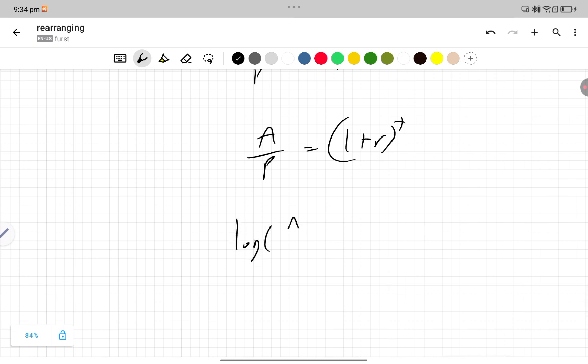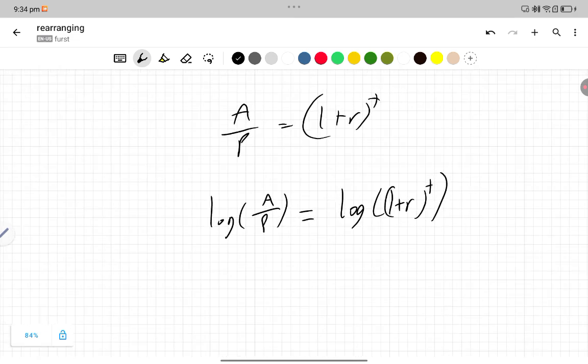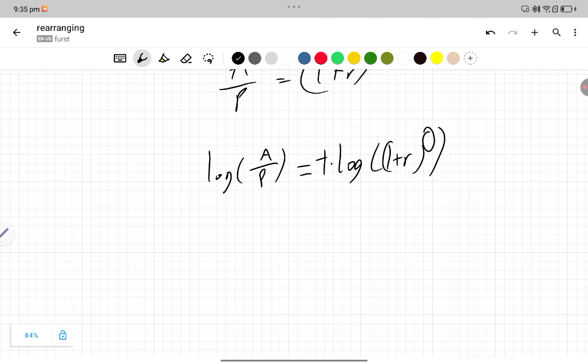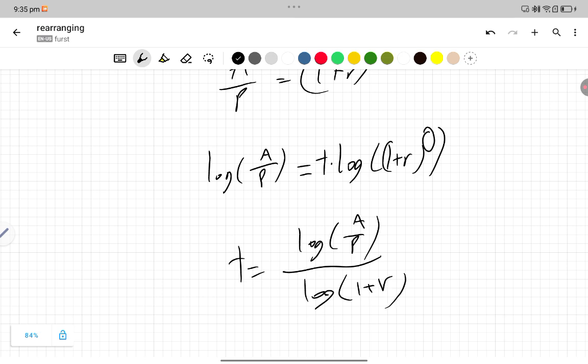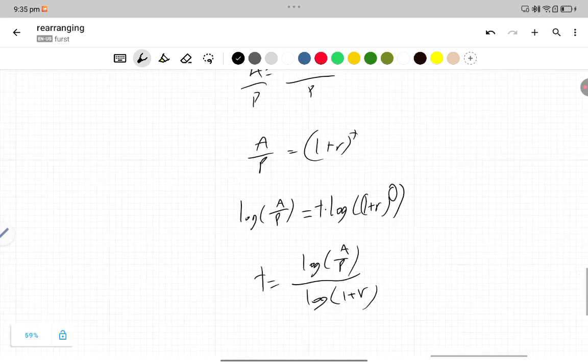Log of a over p equals log of (1 plus r) to the power of t, right? And what did I say? If you're taking the power, you can take out the t. So the t can go on the outside. So t times log(1 plus r) equals log of a over p. And t is being multiplied by something now. How do we undo multiplication? It's division. So t equals log(a over p) over log(1 plus r). Okay, not too hard. A bit advanced, but it's all about the rules and the inverse operations.